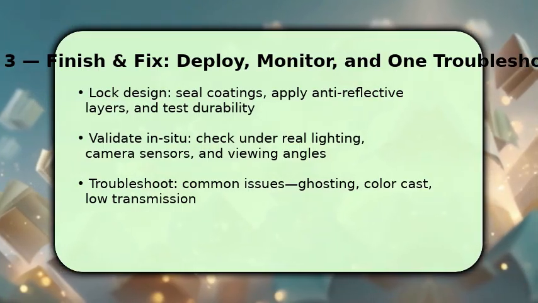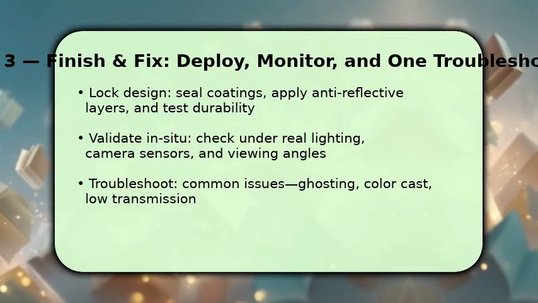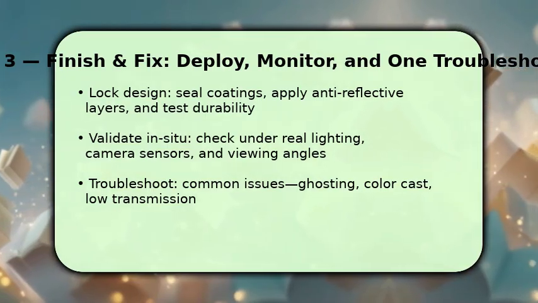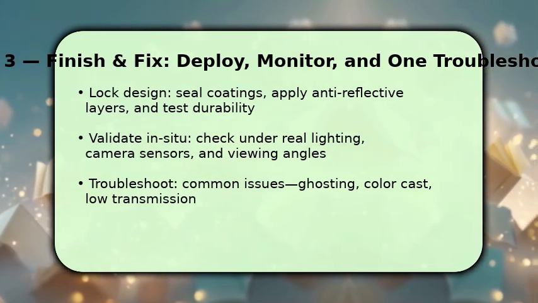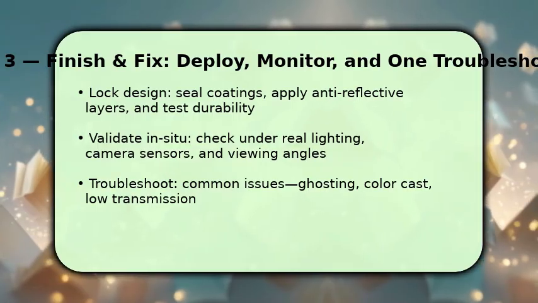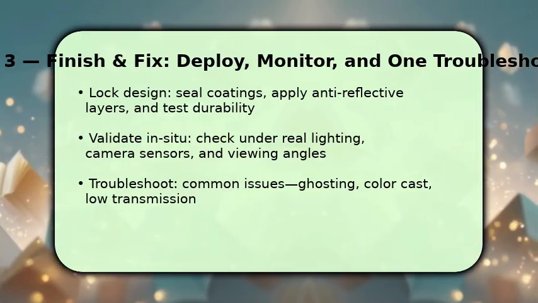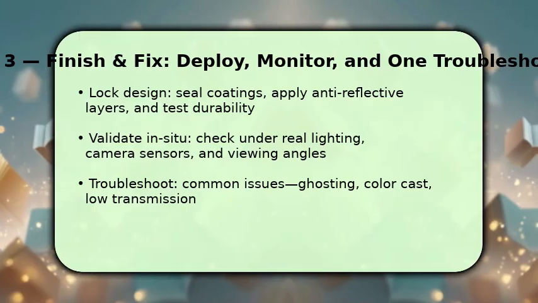If something goes wrong, check the common causes. Misaligned layers cause color cast, incorrect thickness yields shifted peaks, and contamination lowers transmission. If that happens, remeasure, clean, and adjust the layer parameters. Then retest until performance matches the spec.